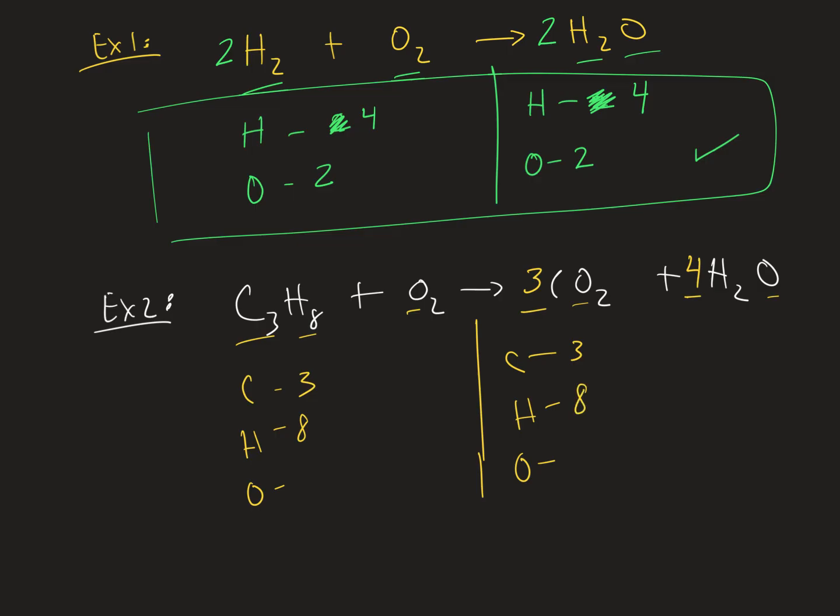And now, let me count my oxygens. Which side should I count first, the left or the right? The one that has more, the right. Good. So how many oxygens do we have right here? 6. How many do we have here? 4. That's a total of 10. And what number goes there so that we have 10 on the left? A 5. Do you get that? Not too bad? All right.